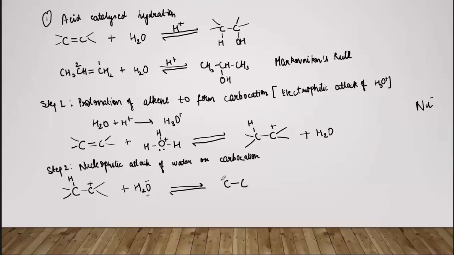Here three H are attached, meaning these are the groups, this is the H that was just added, these are two other groups, and water has been added here through O. The oxygen has formed a bond with carbon and there is a plus charge over here. Okay. Now step 3 says deprotonation to give alcohol.